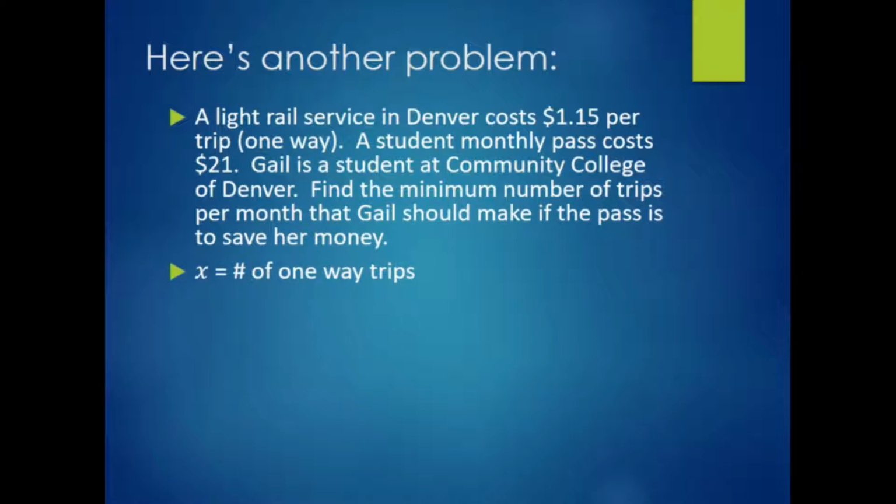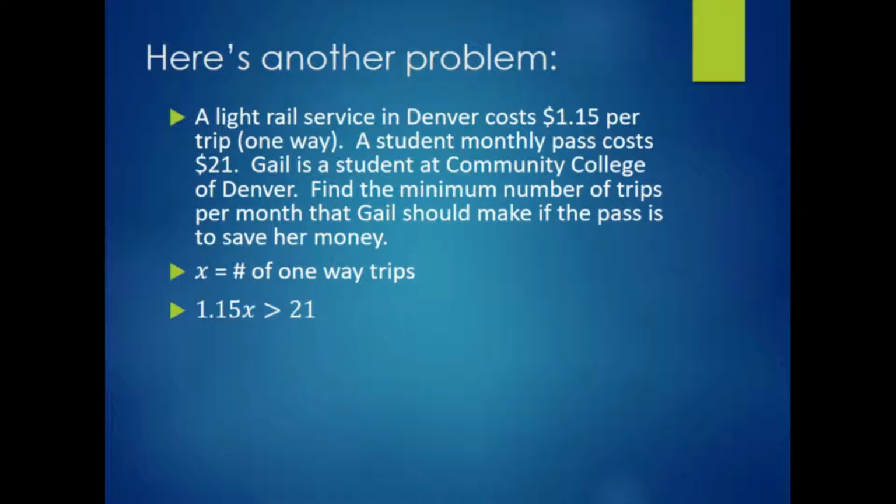And then to look at this problem, we want to find when the pass will be less than the trip cost at an individual rate of $1.15. To represent that, we have the following inequality. Here's the one-way trip charge times the number of trips. When will this be greater than the one-time monthly pass fee of $21?